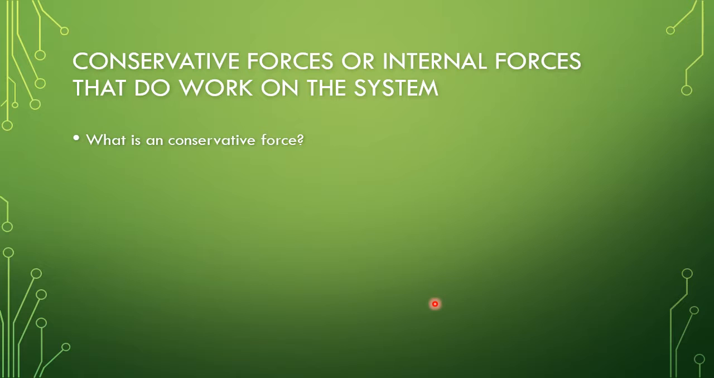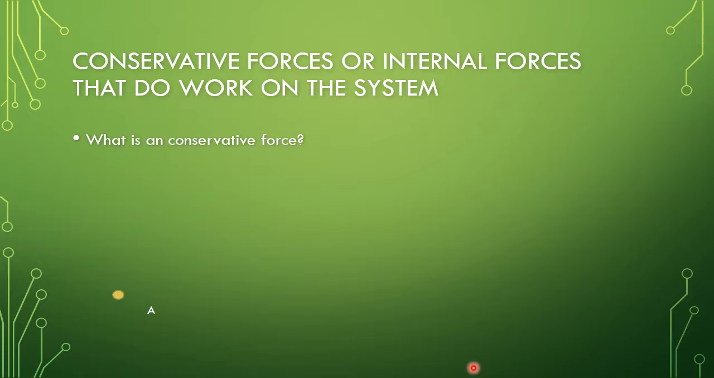The way this textbook talks about it, they talk about conservative and non-conservative forces. But as we've explained it in 153 and 163, basically we're looking for internal forces that do work on the system, and if they are doing work on the system, that will give you a potential energy term. So how do we find these conservative forces or non-conservative forces? Well, the idea goes like this.